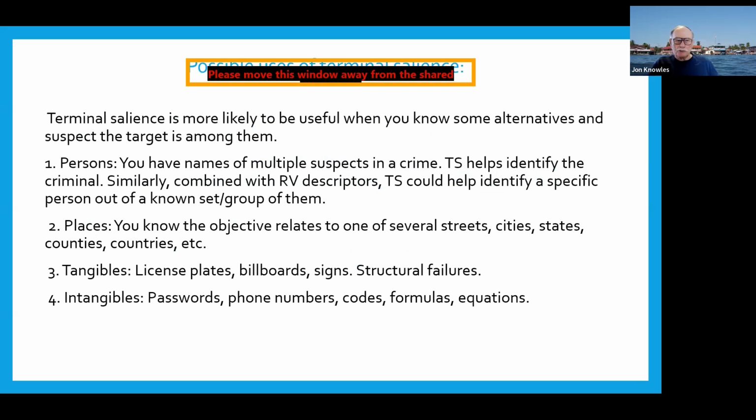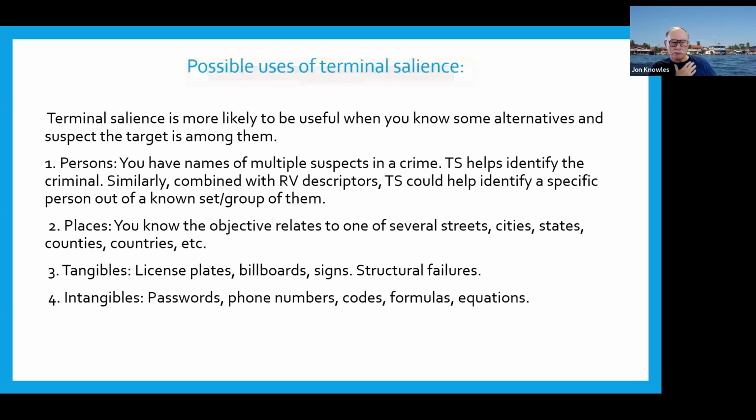So what's the possible use of this if we don't know a person's full name? Well, suppose you have names of multiple suspects in a crime. Terminal salience could help identify the person by knowing the initial letter of the first name and the last name. Same with anything really: streets, cities, countries, license plates, billboard signs, passwords, and so forth.